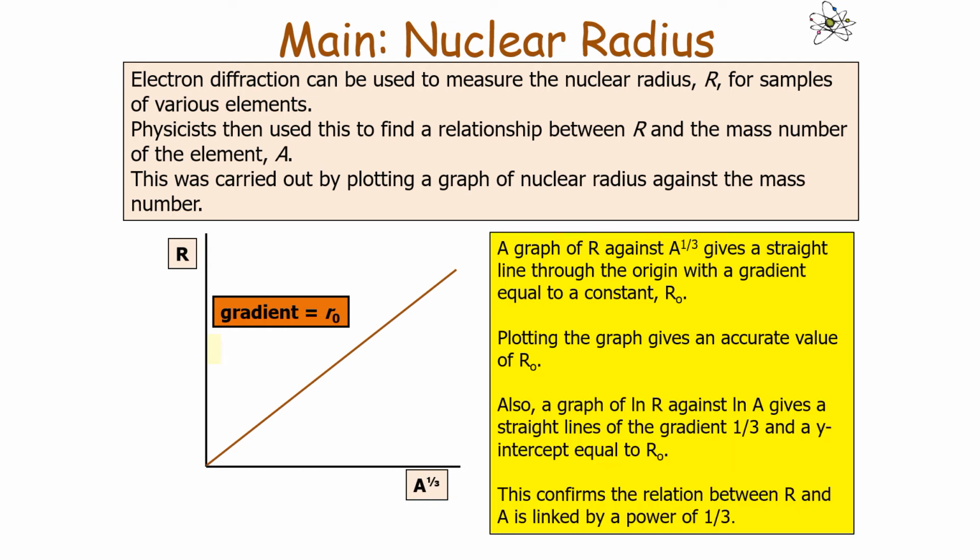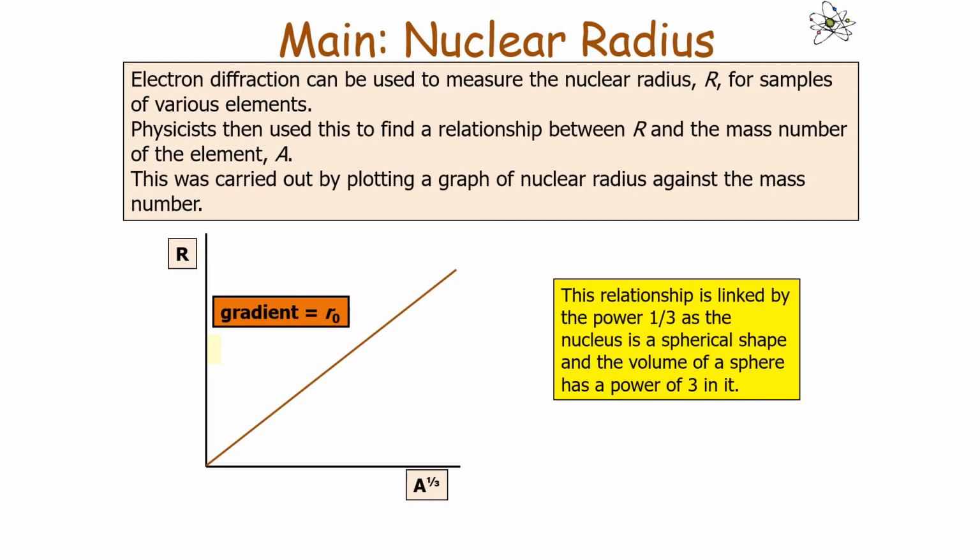Also, it will be interesting to note that a graph of log r against log A gives a straight line with a gradient of a third and a y-intercept equal to r0, which confirms that A and r are linked by a power of a third. Now, this relationship is linked by a power of a third as the nucleus is a spherical shape and the volume of a sphere has a power of 3 in it.